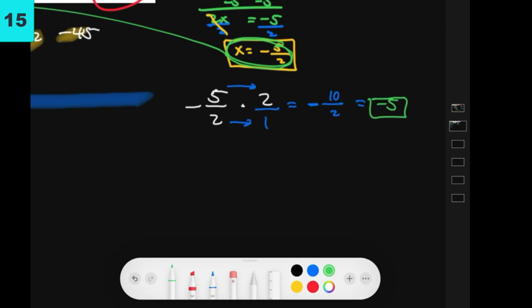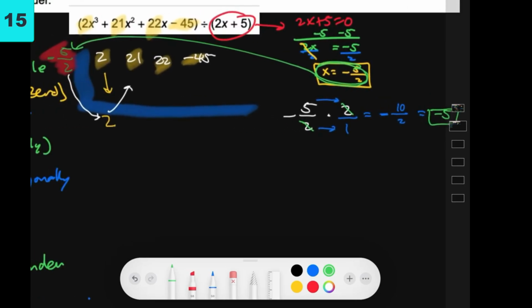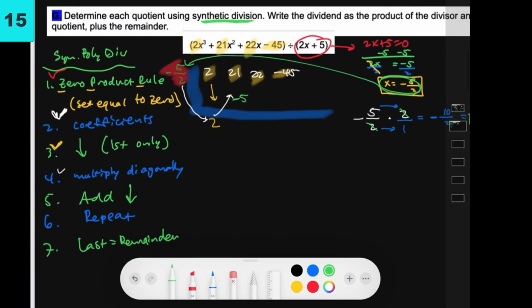Now if you go back to the original problem, the reason why cross-canceling works is because you can cancel factors. Why? 2 divided by 2 is 1. So canceling equals 1, and you're just left with a negative 5. So there's my negative 5. Okay? Alright, now it tells us to just add down. 21 plus negative 5, or 21 minus 5, is 16.